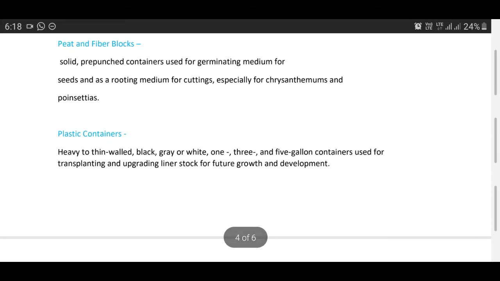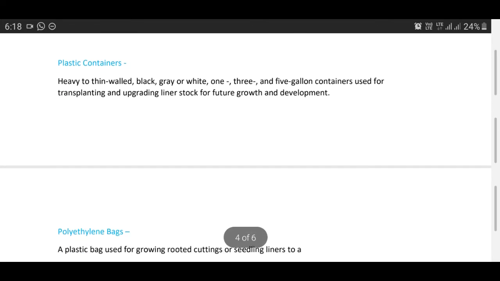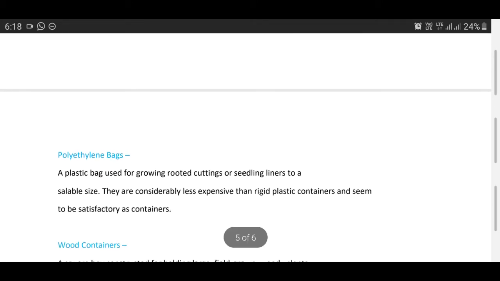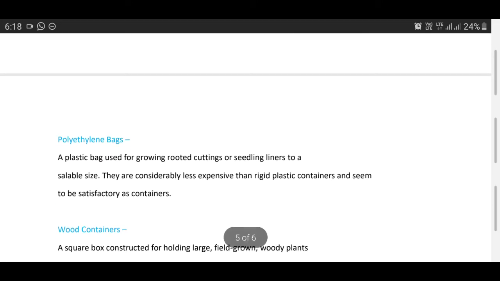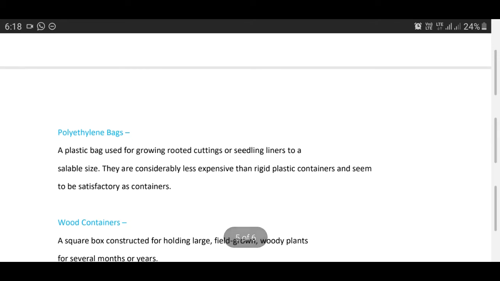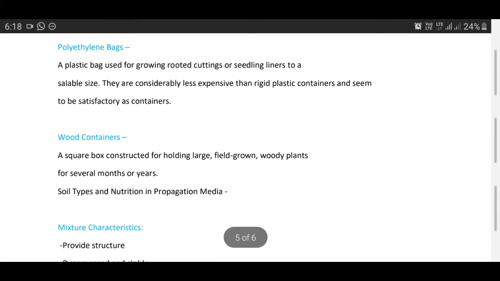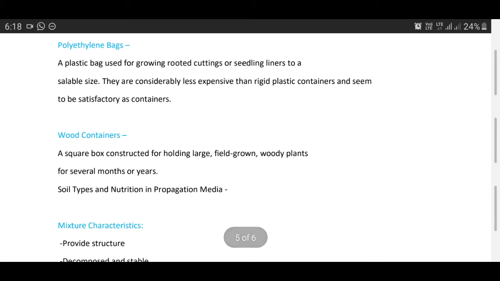Plastic containers: heavy to thin walled, black, grey or white, 3 and 5 gallon containers used for transplanting and upgrading liner stock for future growth and development. Polythene bags: a plastic bag used for growing rooted cuttings or seedling liners to a saleable size. They are considerably less expensive than rigid plastic containers and seem to be satisfactory. Wood containers: a square box constructed for holding large field grown woody plants for several months or years.